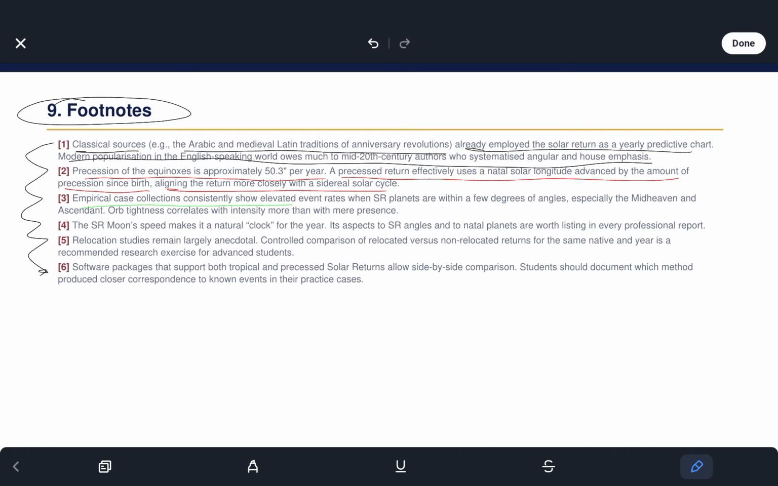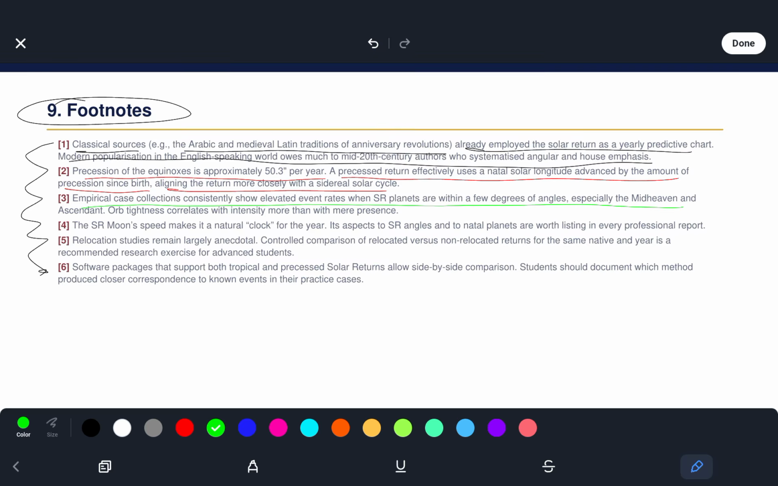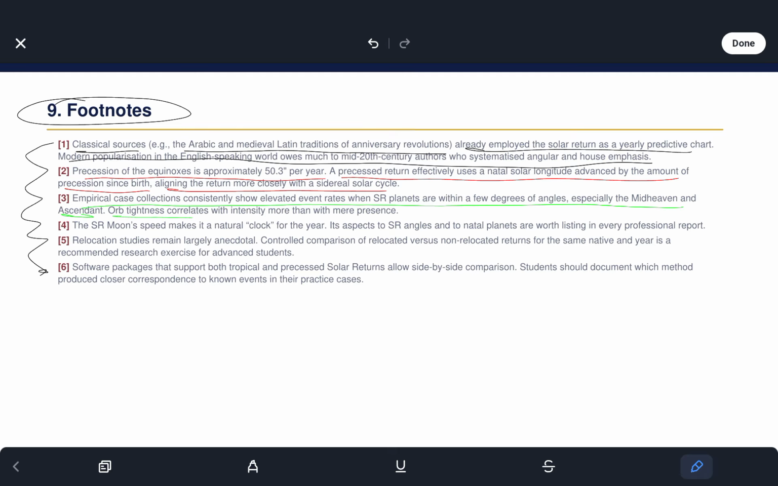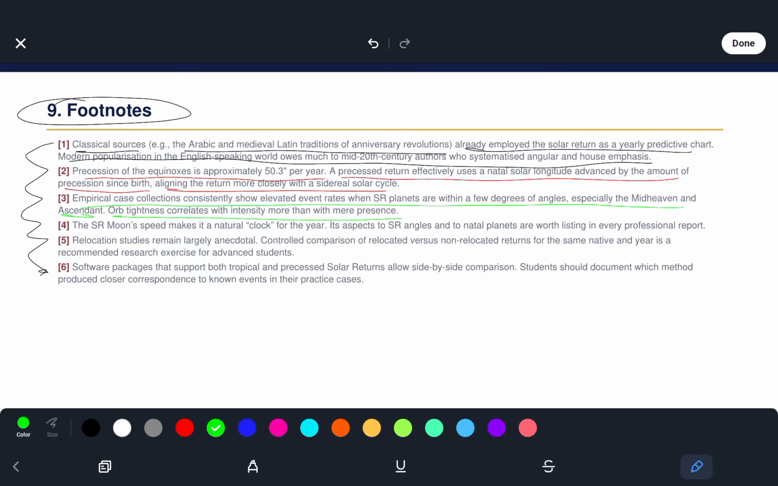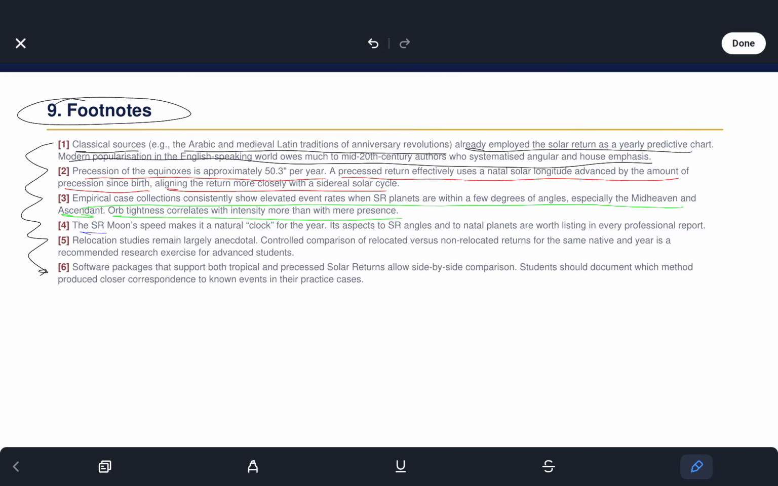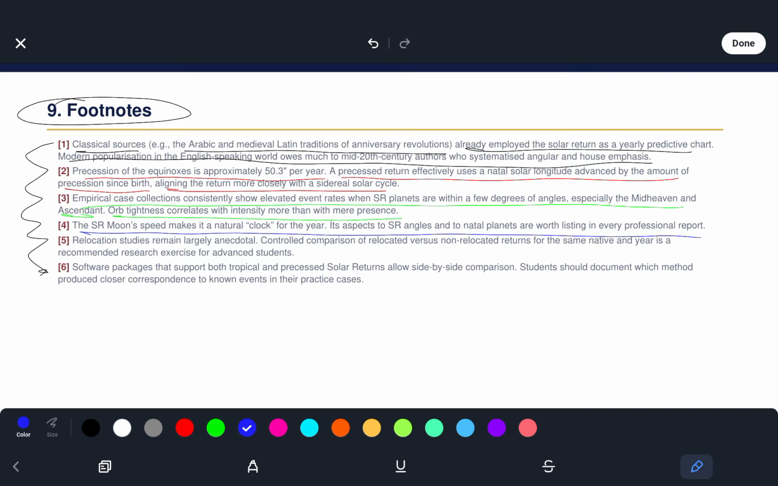Empirical case collections consistently show elevated event rates when the SR planets are within a few degrees of angles, especially the midheaven and ascendant. Orb tightness correlates with intensity more than with mere presence. The SR moon's speed makes it a natural clock for the year. Its aspects to SR angles and to natal planets are worth listing in every professional report.